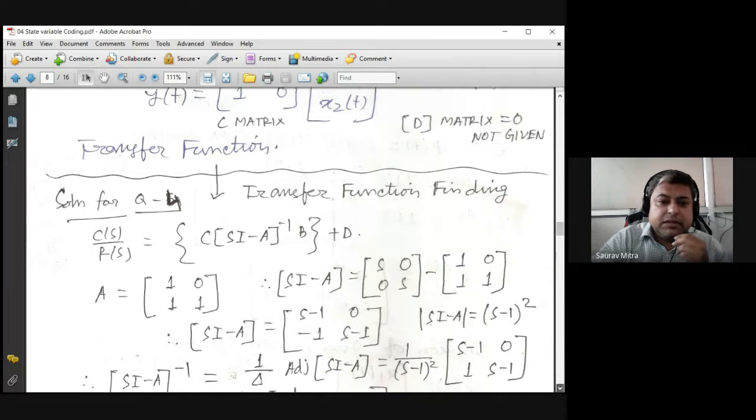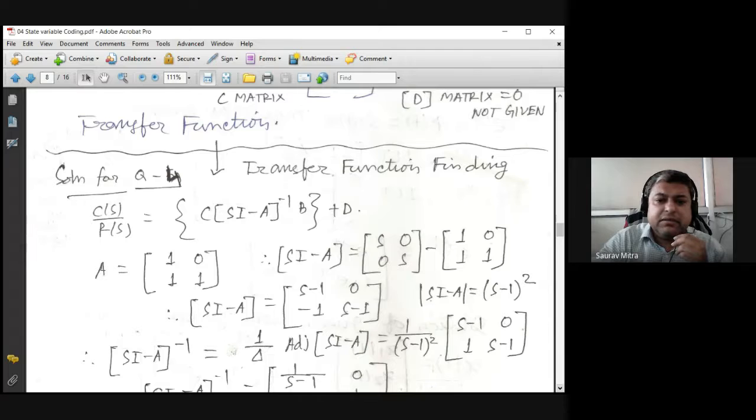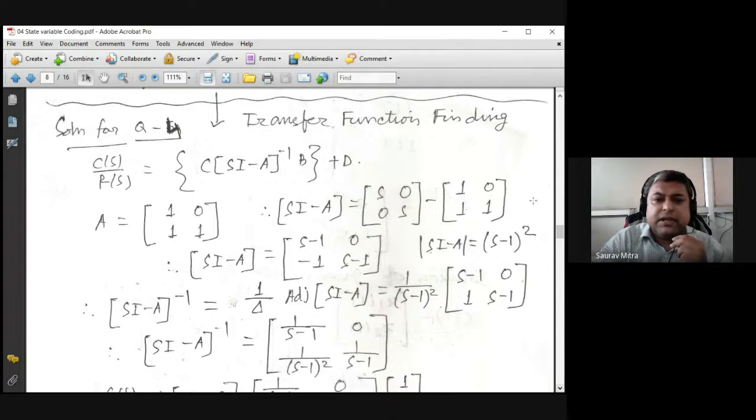I'll upload it. So just as a glimpse, you can see here that ABCD matrices are given, and we know how to find the transfer function: C into (sI minus A) inverse into B plus D. So this is hand calculation, it is done. A matrix is given as 1 0 1 1. First we have to find out sI minus A. So this is sI, that is, a second order identity matrix multiplied by s, that is [s 0; 0 s], minus A, and then you have to find the determinant of that. The determinant of (sI minus A) and the determinant of (sI minus A) inverse are the same. So even if you are taking the inverse, it does not change the determinant.